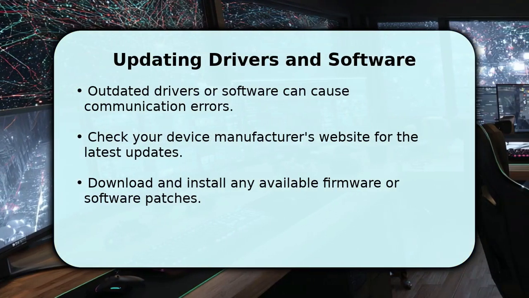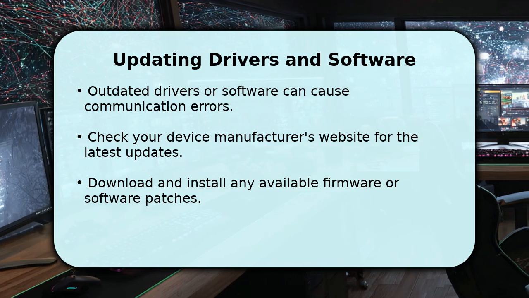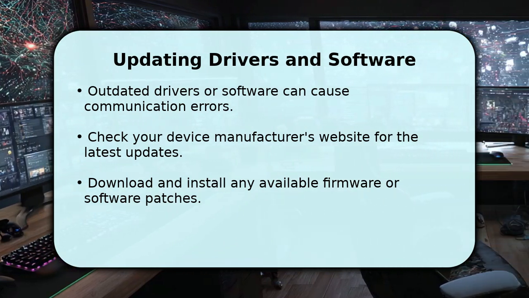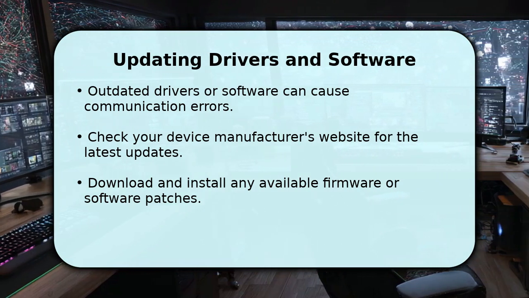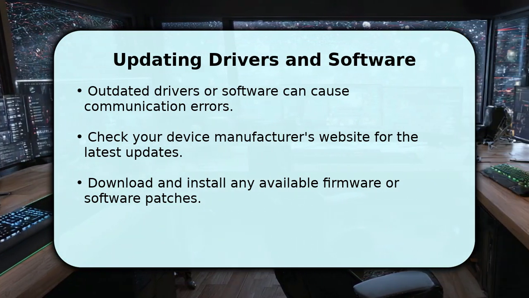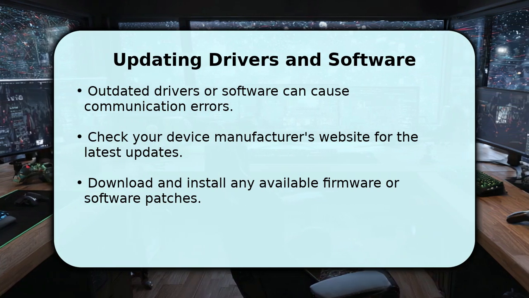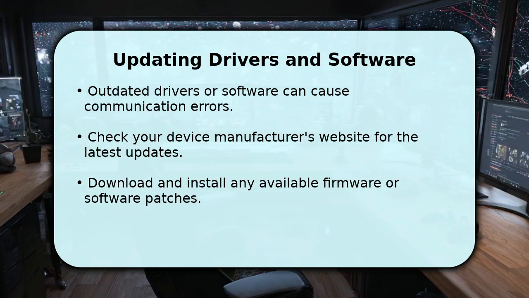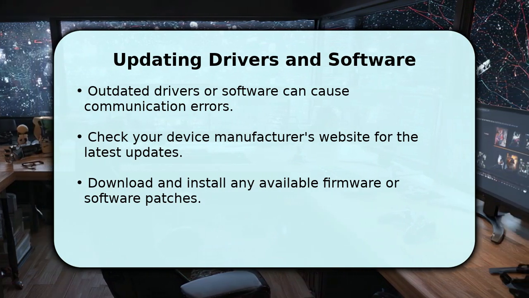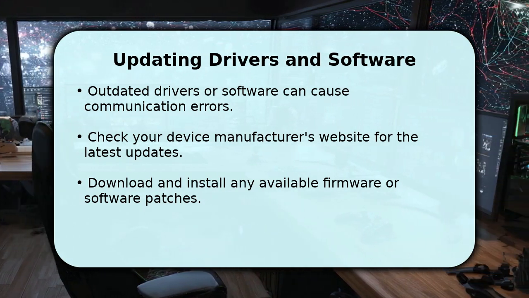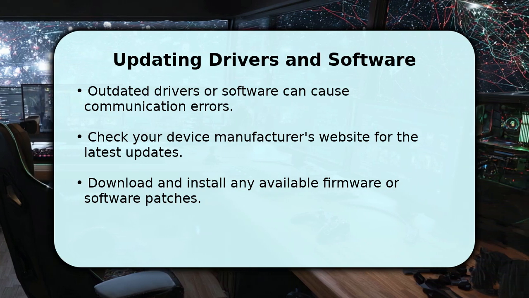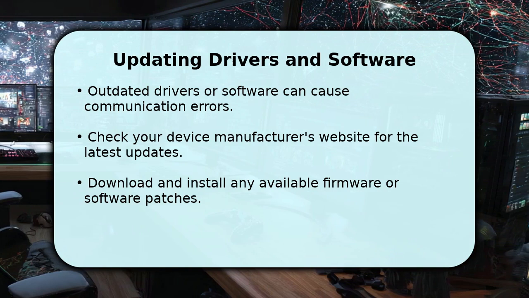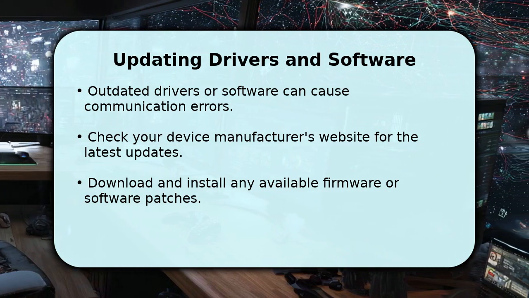Outdated drivers or software are frequent culprits behind communication errors like fabric error code 1. Visit your device manufacturer's official website to check for the very latest driver and software updates specifically for your model. Download and install any available firmware or software patches, following all on-screen instructions carefully. Additionally, verify that your operating system is fully up to date to ensure proper compatibility with all components.